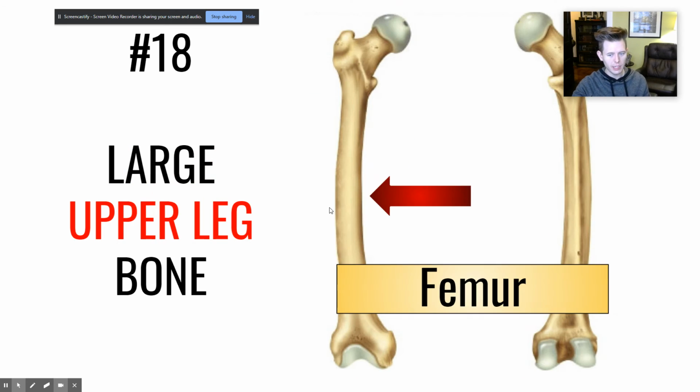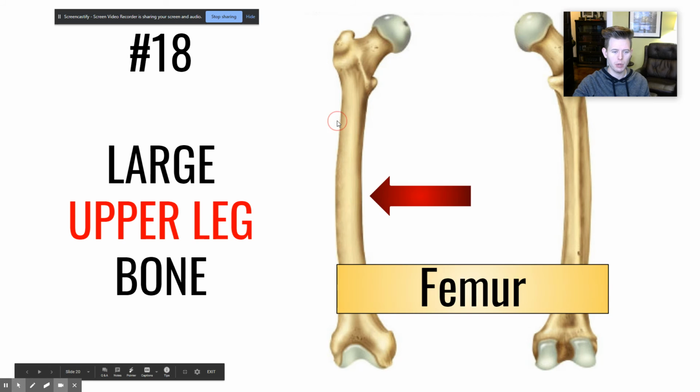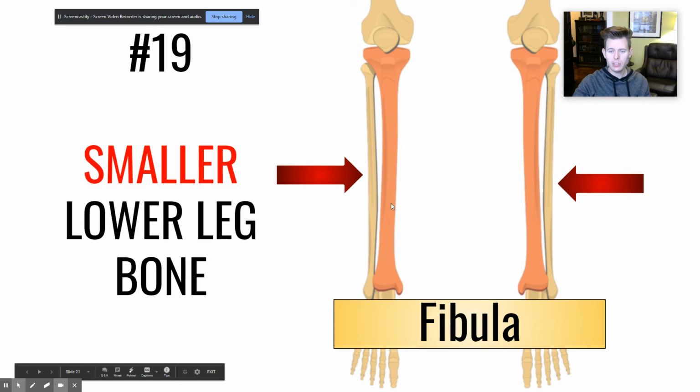All right, 18. Largest bone in the body, upper leg bone, would be the femur. So femur is a large upper leg bone. Now, next to the tibia, there's a smaller, more slender bone out to the lateral side. And it's called your fibula, not a fibia, fibula.